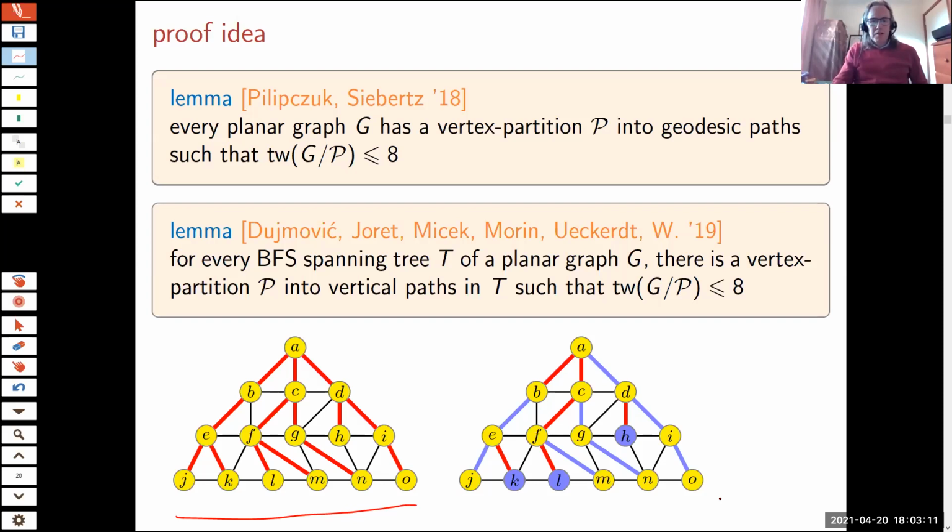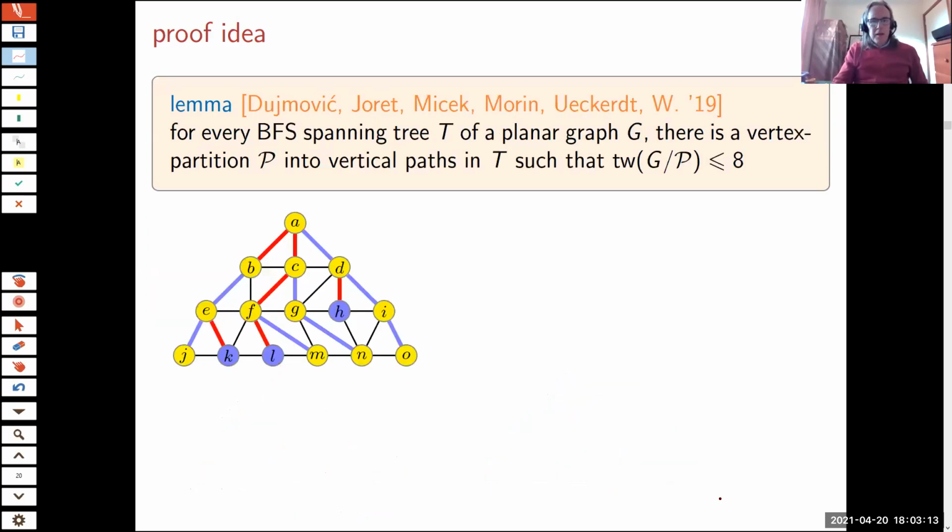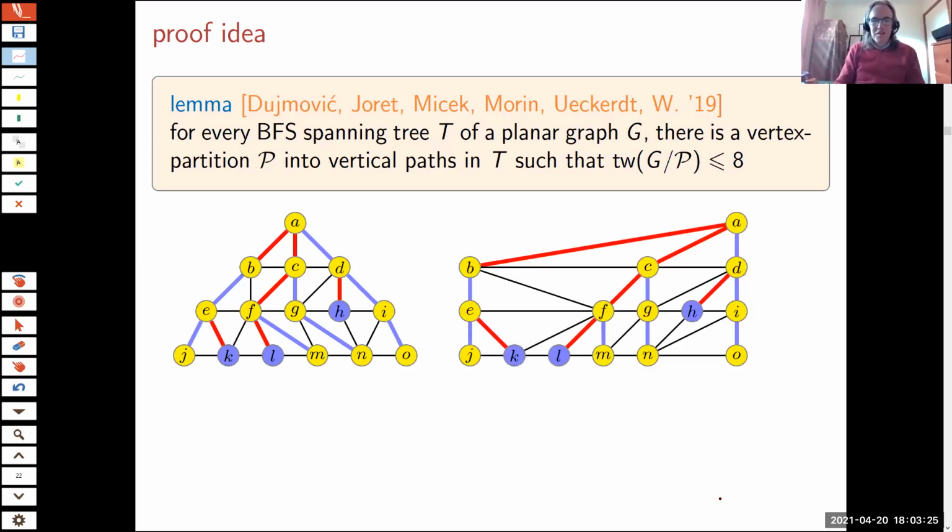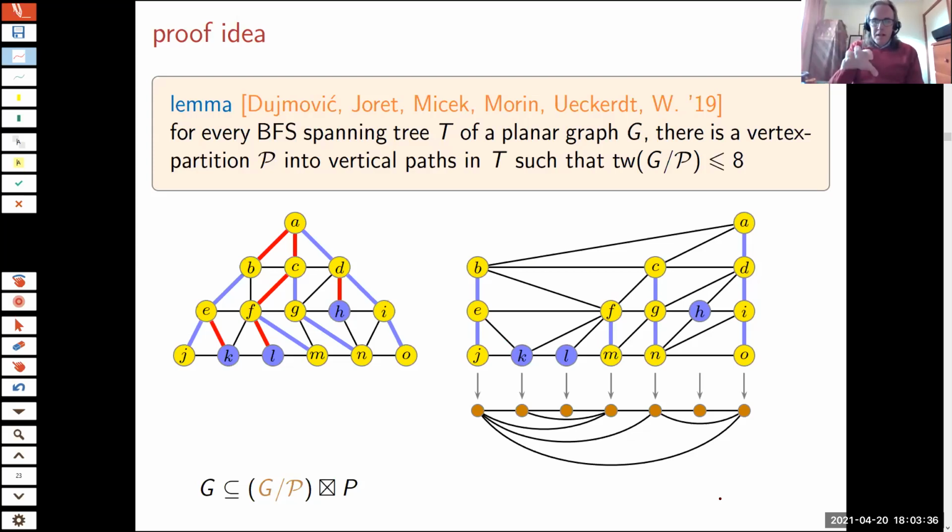Now, what has this picture got to do with products? Well, we take this picture that we just had and redraw it, but draw each of the vertical paths in the tree vertically. Think of it geometrically. You just redraw the graph, and each of these blue paths is now a vertical line, and hopefully you see that this is looking like a product. Because if you contract each of the blue paths down to this brown graph, now this picture is just a subgraph of the brown graph times a path, because every edge has to go between two layers or within a layer because it's a BFS spanning tree.